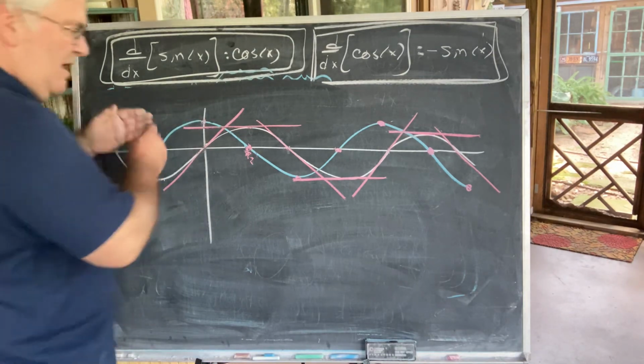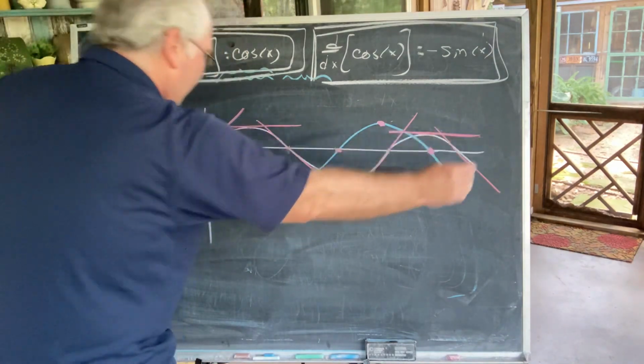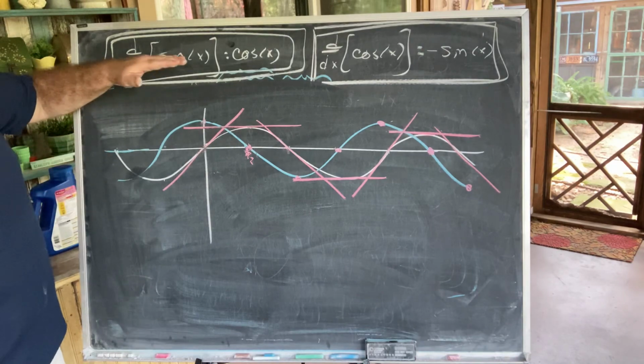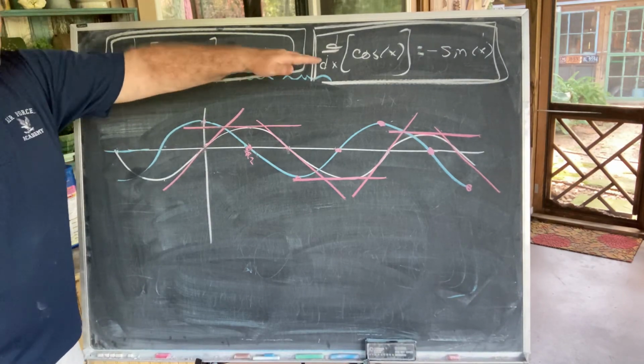Now, being able to demonstrate or reproduce that is not the important point. That's not what you need to be able to do. What you need to be able to do is this. The derivative of sine is cosine. The derivative of cosine is negative sine.